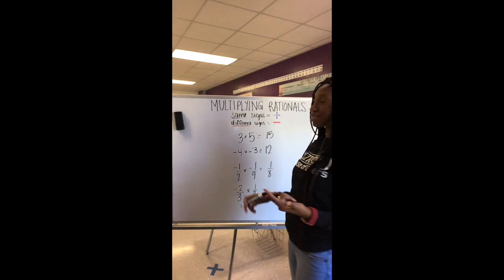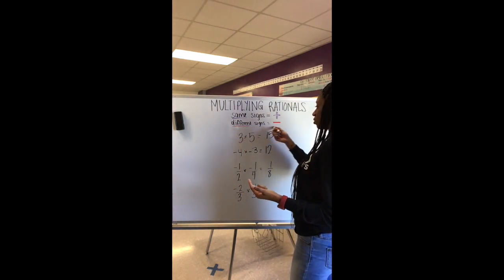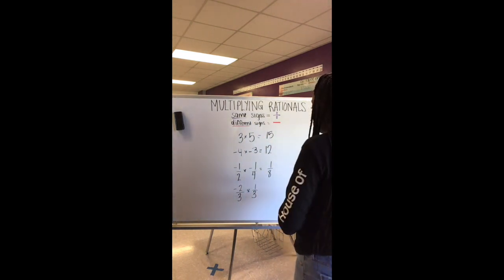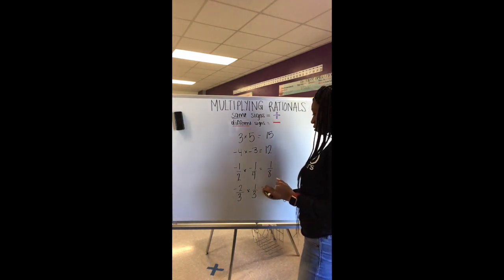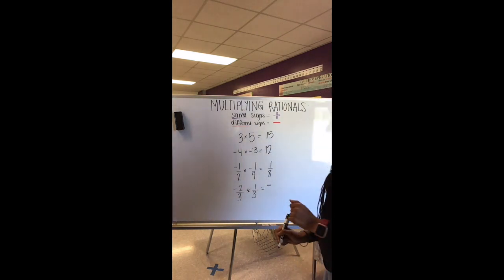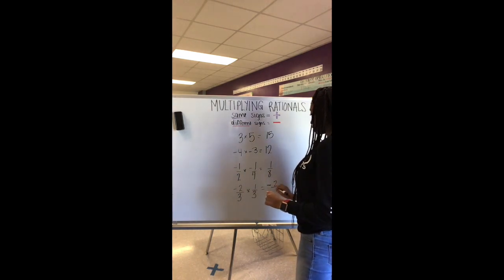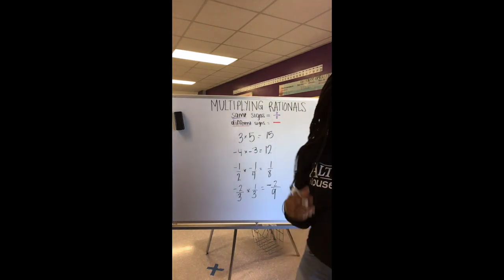So they have different signs. So different signs is going to give us a negative, right? So different signs give us a negative. And we still multiply fractions straight across. So we know our answer is going to be negative because they have different signs. And when we multiply straight across, 2 times 1 is 2. And 3 times 3 is 9. So it's not as hard as it looks.